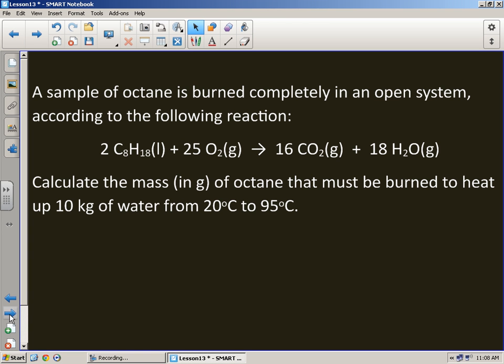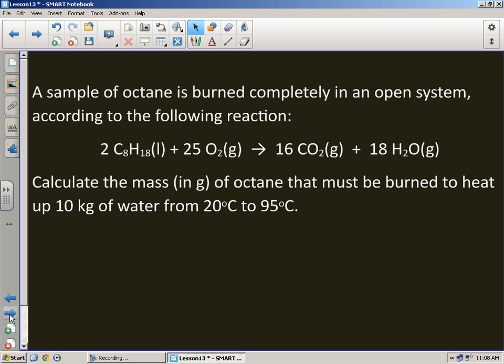A sample of octane is burned completely in an open system. The reason they say it's an open system is they're trying to get you away from the bomb calorimeter. They actually give you the equation in this one. You'll notice here that it's not in the bomb calorimeter because water is a gas. So they're just saying it's basically burned, okay?